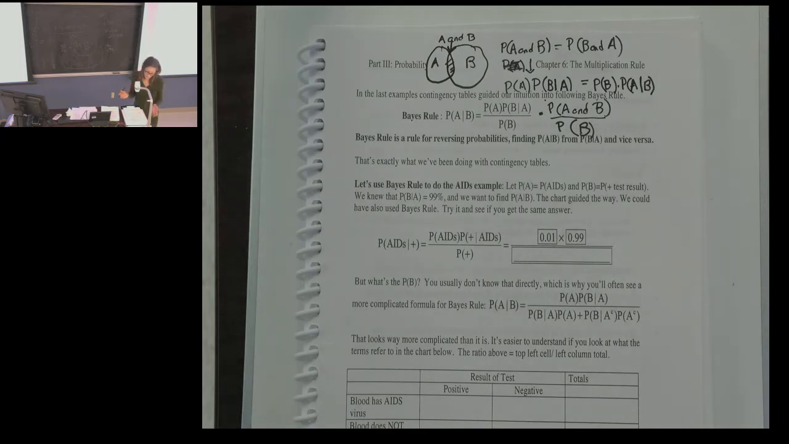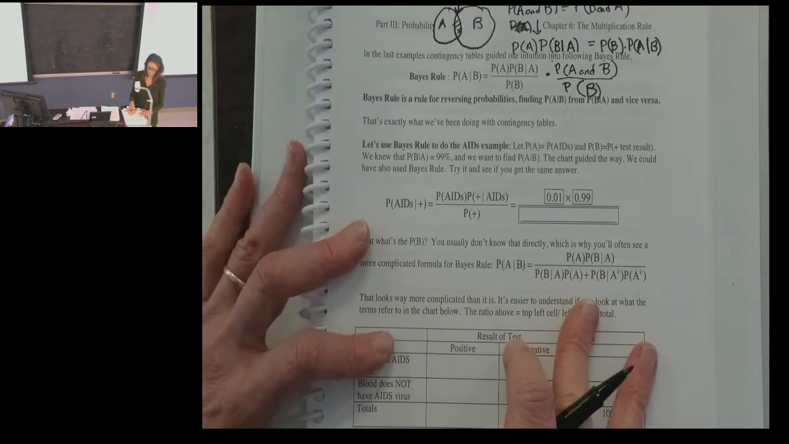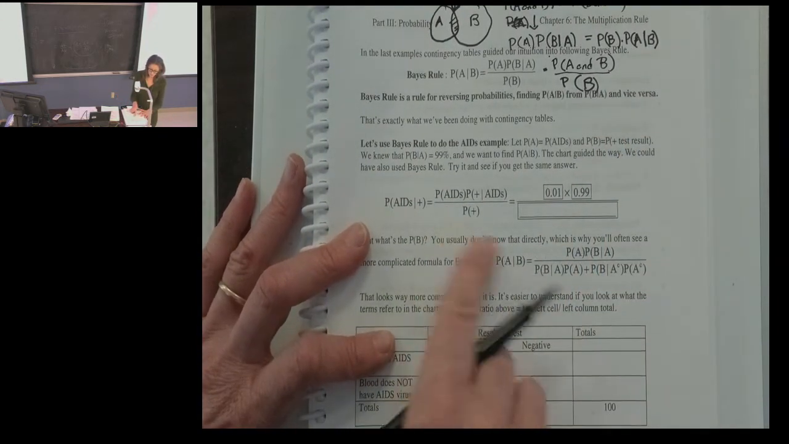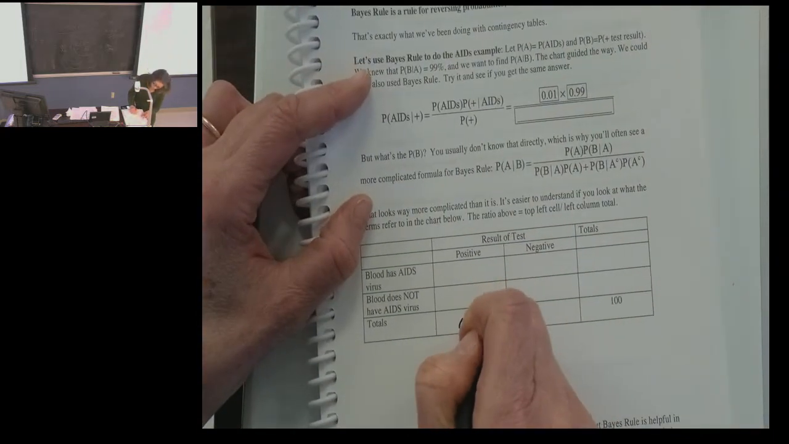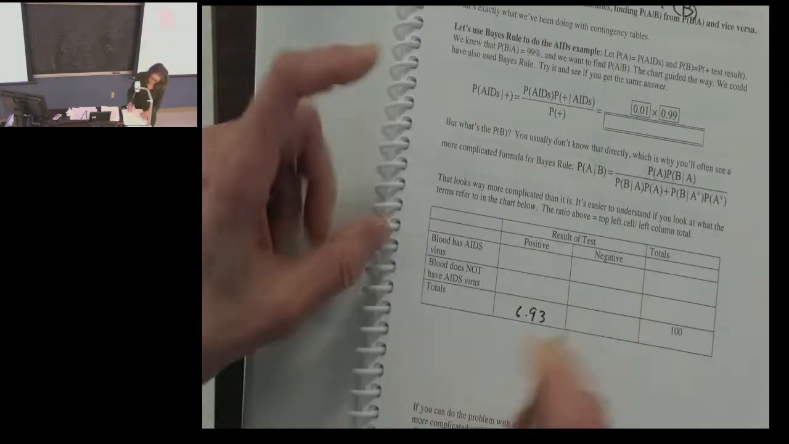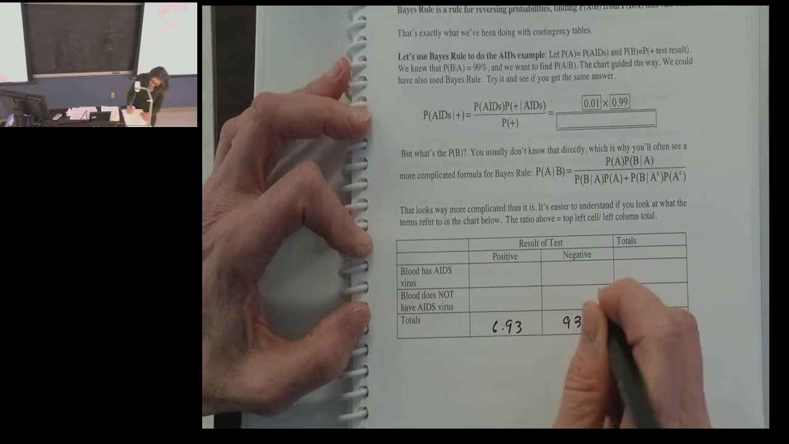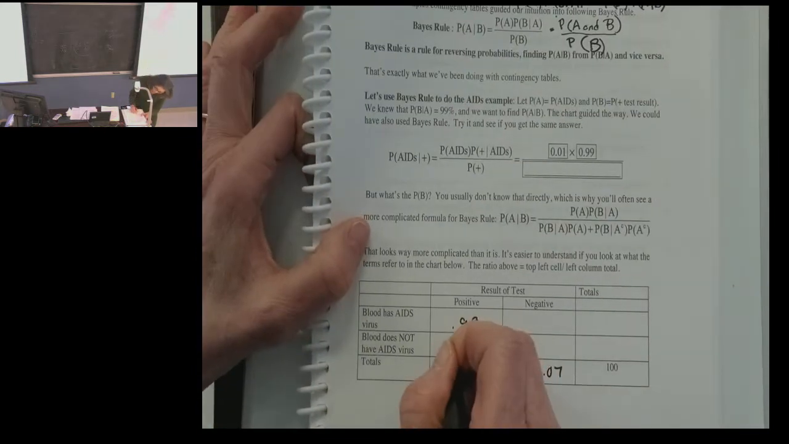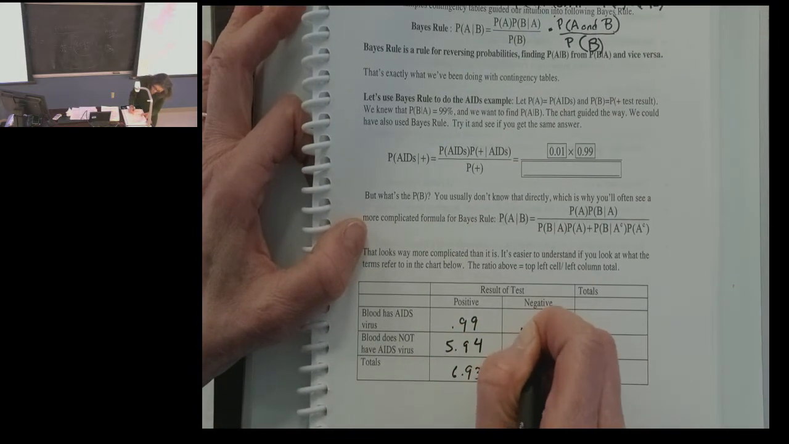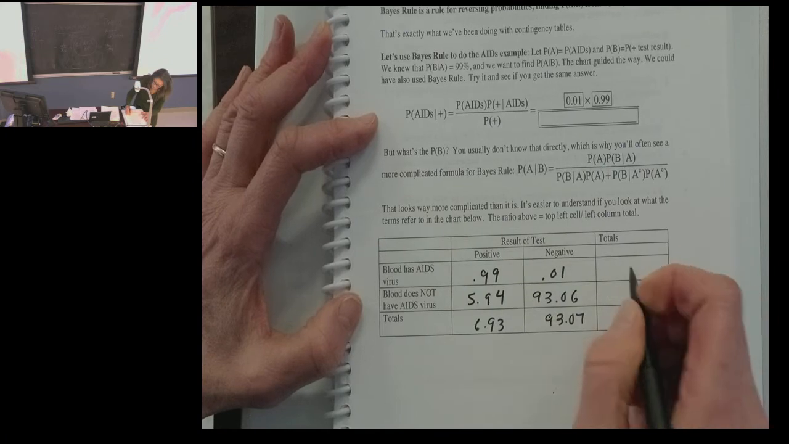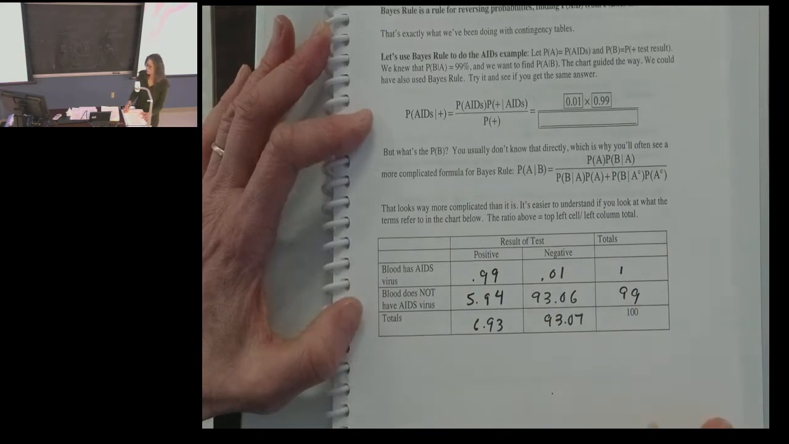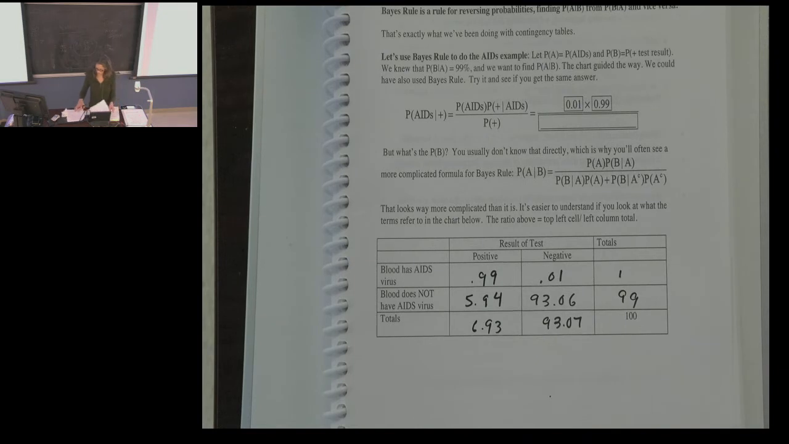All right, so let's do this. What did we do? Now let's write our table here. So our table, let's just look over here. We might as well write this down. So this was 6.93, 93.07. This was 0.99, 5.94, 0.01, and 93.06. And this was 1 and 99. All right.